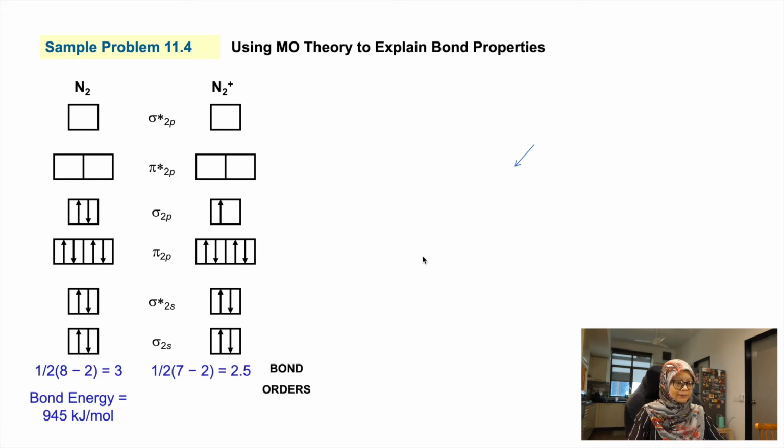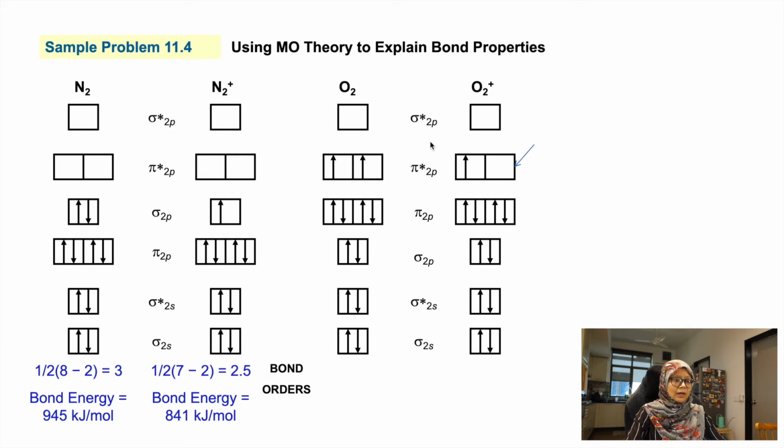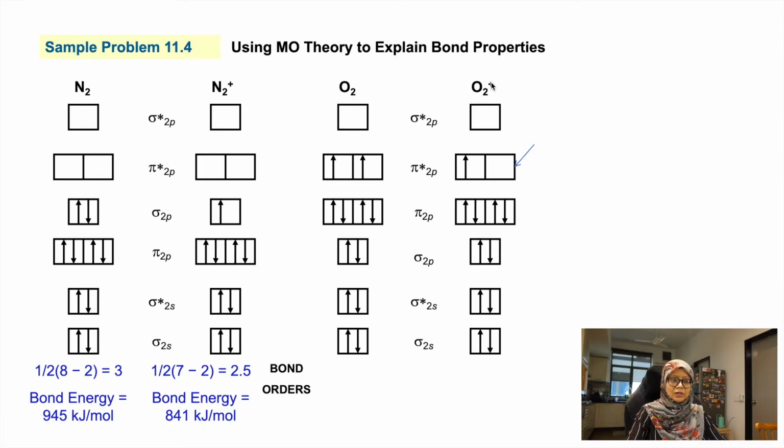Because nitrogen has a bond order of 3, it has a bond energy of 945 compared to N2 plus, where the bond order is 2.5 and the bond energy is 841 kilojoules per mole. Other than that, we have oxygen and O2 plus. For the plus, we have 1 electron less. If we have a negative charge, we have 1 extra electron. It depends on the charge.